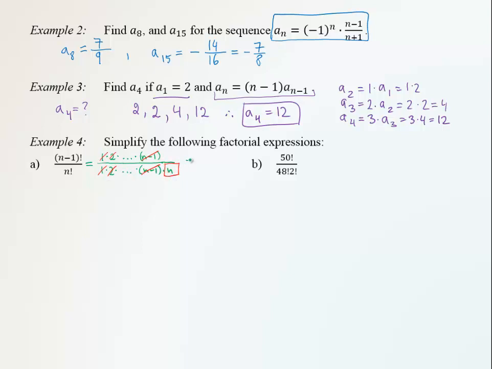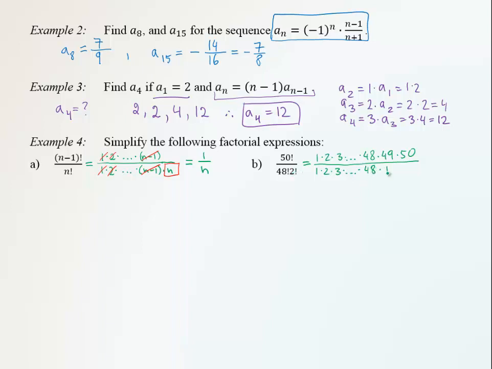So the expression after simplifying is simply 1 over n. Okay, let's simplify this expression. 50 factorial is 1 times 2 times 3 until we get 48 and 49 and 50. Why did I list so far until 48? Well, because I predict that we can cancel all the numbers until 48 because of this 48 factorial in the bottom. So 48 factorial is 1 times 2 times 3 times 48.